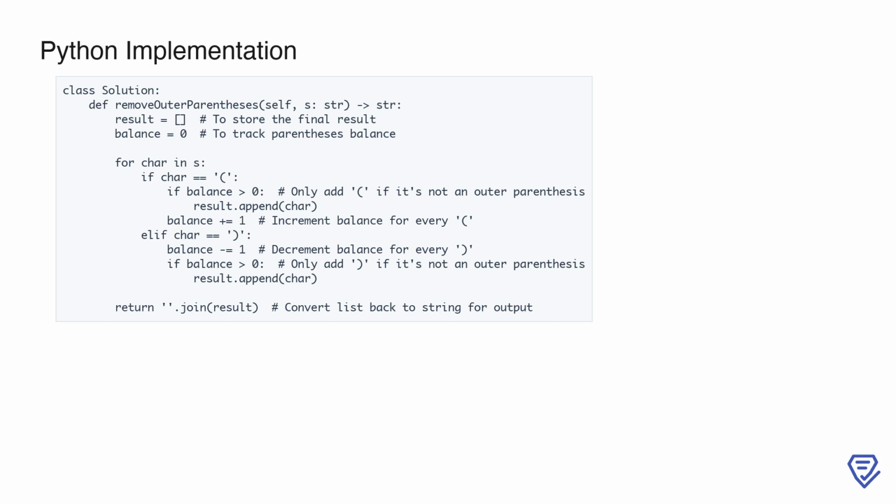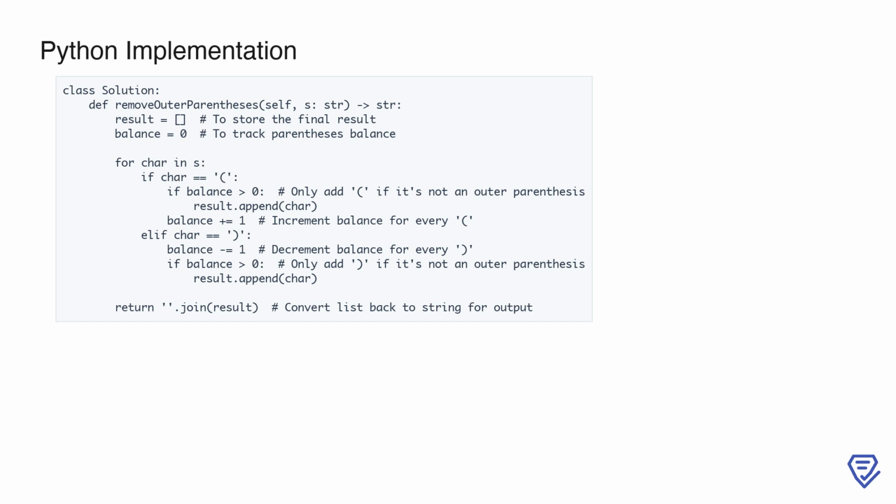The algorithm processes each character in the input string s one by one. When encountering an opening parenthesis, it checks if the current balance is greater than 0. If true, it means the parenthesis is not part of the outermost pair, so it gets added to the result list. Regardless, the balance is incremented. Similarly, when encountering a closing parenthesis, the balance is decremented first. If the resulting balance is still greater than 0, the parenthesis is not part of the outermost pair and is added to the result list. By the end of the loop, the result list contains only the inner parentheses without the outermost ones. The list is then converted back to a string using join and returned as the output.